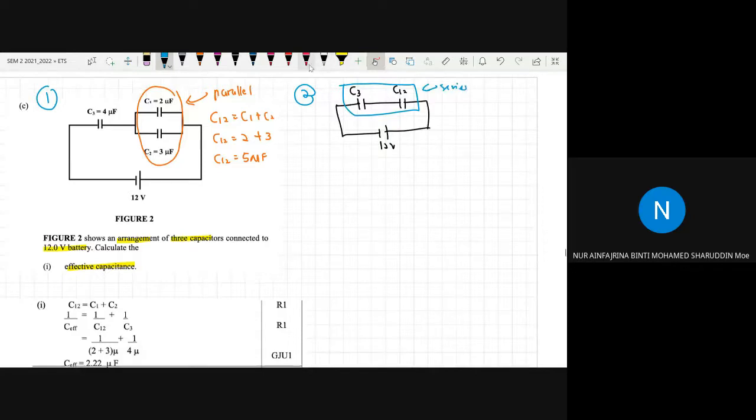Okay, so kalau series, kita tahu nak cari effective capacitance adalah 1 over C12 tambah dengan 1 over C3. So akan dapatlah 1 over C12 kita adalah 5 dan C3 kita adalah 4. So our effective capacitance is 2.22 microfarad. Okay, that's all for C1. Okay, now let's look at next question.